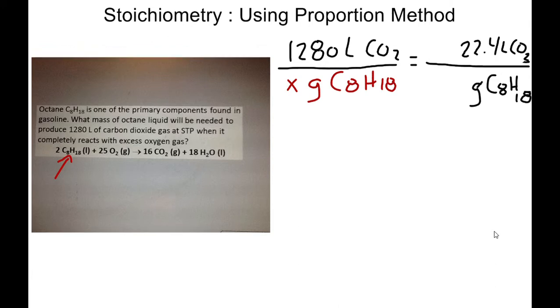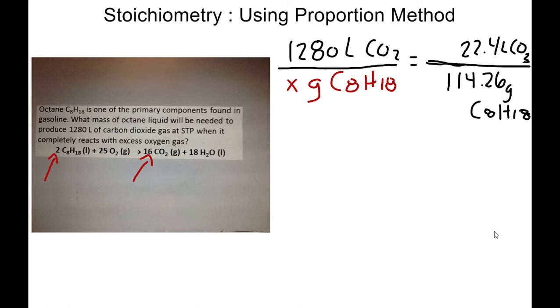Likewise, the mass of octane, or C8H18, would be equal to 114.26 grams. We have to recall that these are only the amounts equal to 1 mole of CO2 or 1 mole of C8H18. And looking at the balanced equation, the two chemicals that we're interested in are not in a 1 to 1 mole ratio. There's actually a 2 to 16 mole ratio as indicated by the coefficients.